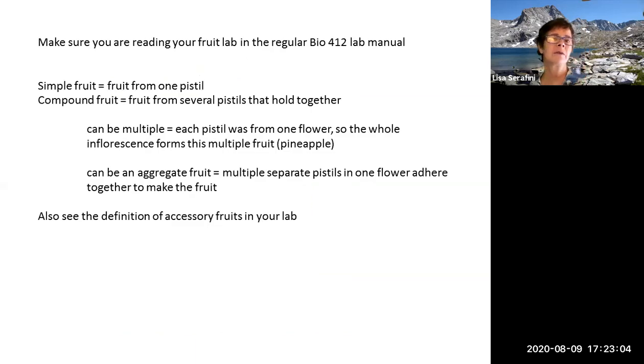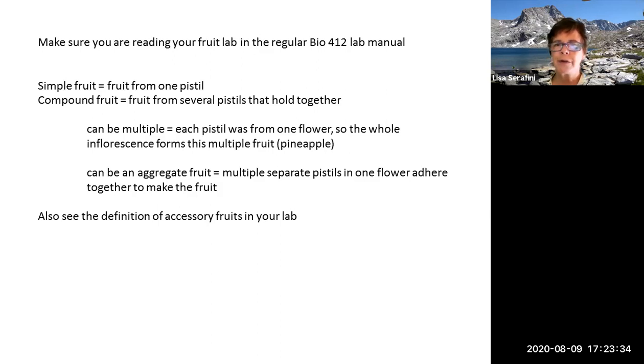Okay, so make sure you follow along with your fruit lab in the Bio 412 lab manual or in field botany. And so we're going to define some terms. There's always terminology. A simple fruit is a fruit that comes from one pistil, not carpel, but pistil, one single female structure. But we sometimes have compound fruits where you have several pistils holding together to make the larger fruit.